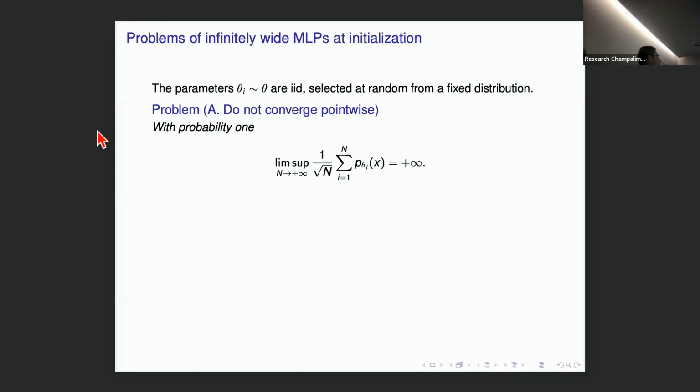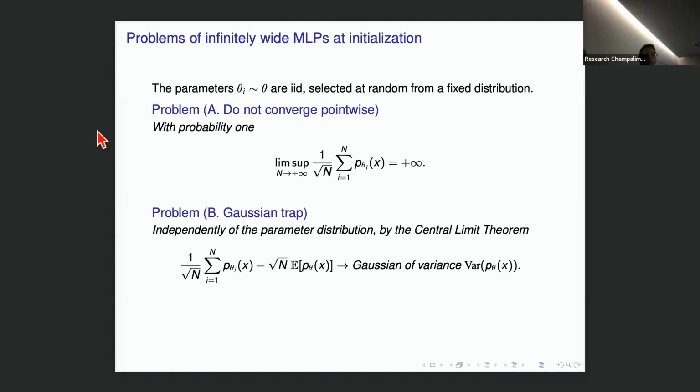So we call this problem A, which is that multilayer perceptrons, as the width goes to infinity, do not converge pointwise. So, the lack of pointwise convergence. Problem B is what we call the Gaussian trap. That is the name that we gave, but it's been identified several times in the literature. This was already known in the 90s, I think, right?